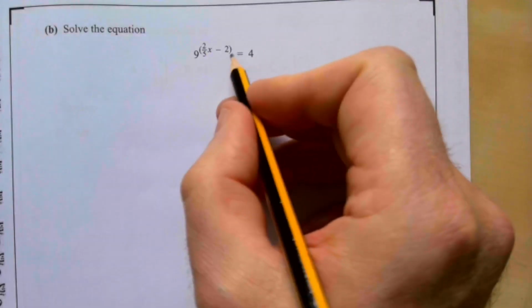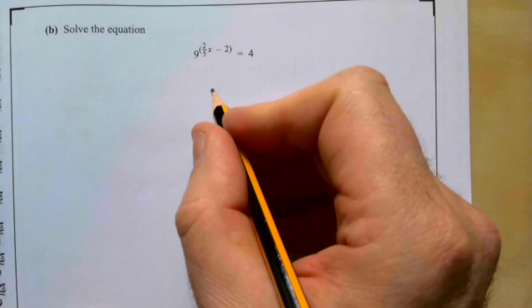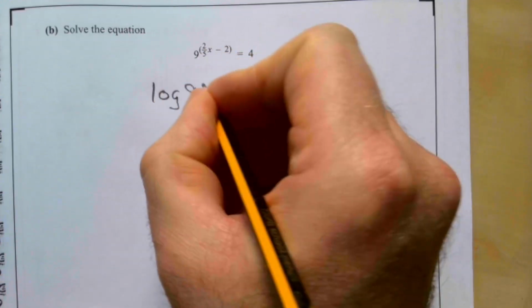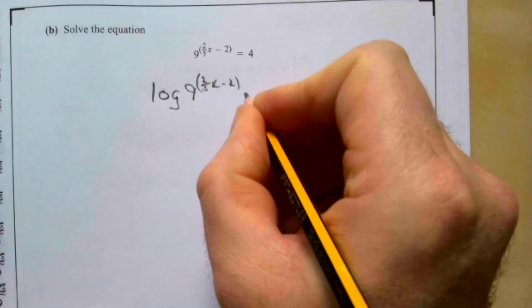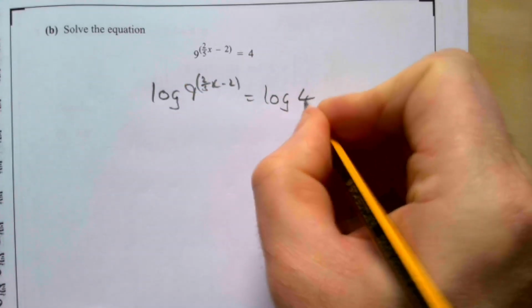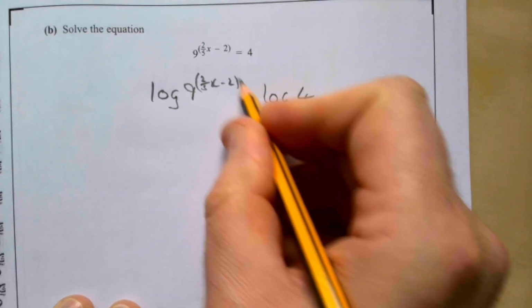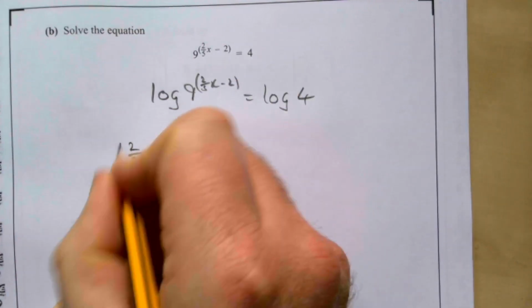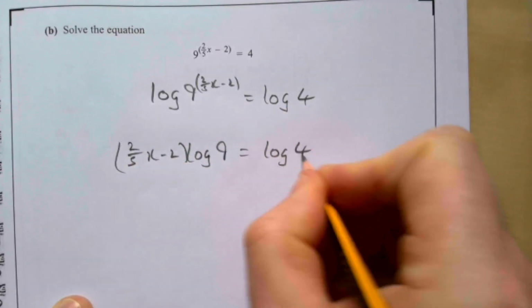Solve the equation. This is obviously an index equation, so we're going to have to take logs of both sides. So log 9 to the power 2/5 x minus 2, quite an awkward wee number here, equals log of 4. There's a couple of different ways of doing this one, but we're going to bring this power to the front. So (2/5 x minus 2) log 9 equals log 4.